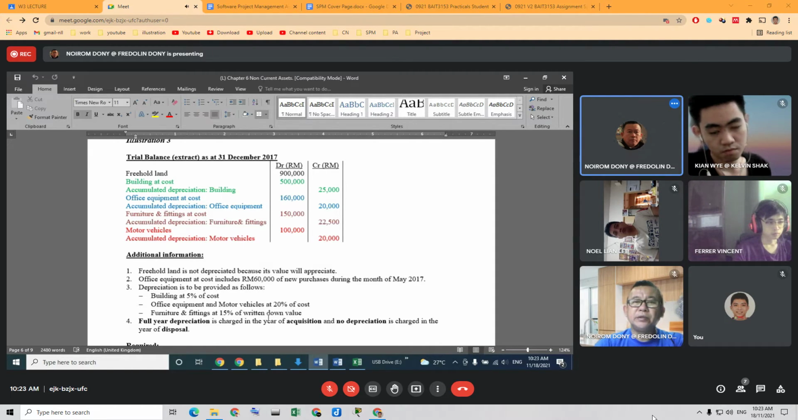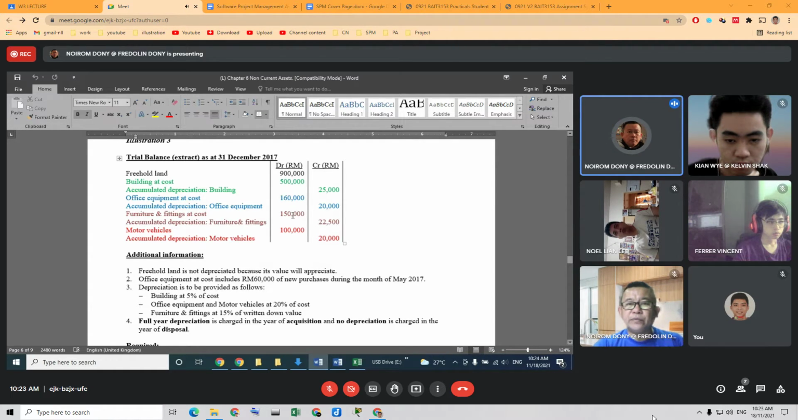the percentage, that is 15%, you apply on net book value, isn't it? So how to get the net book value? We are talking about furniture and fitting. So this is 150,000. You need to minus the accumulated depreciation of 22,500. So the net book value is 127,500. Then you times by 15%. So we will have 19,125, the depreciation.